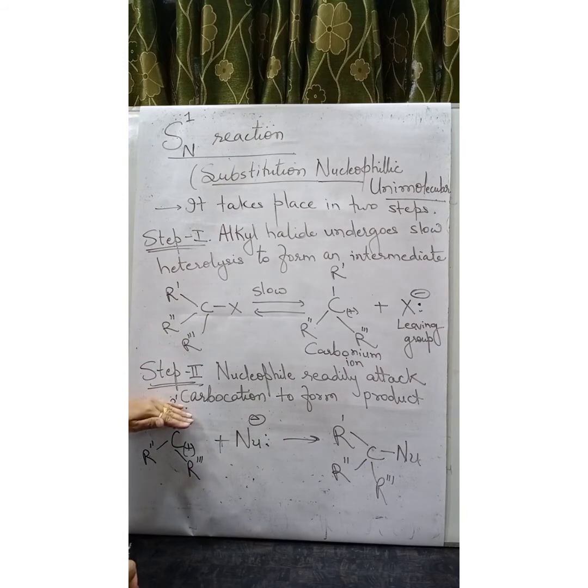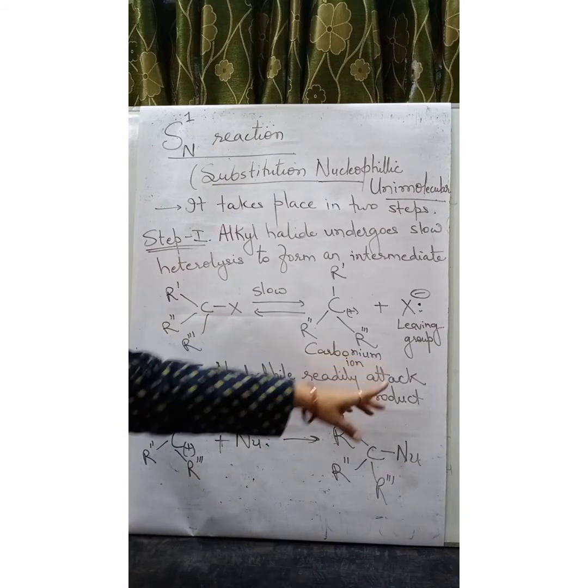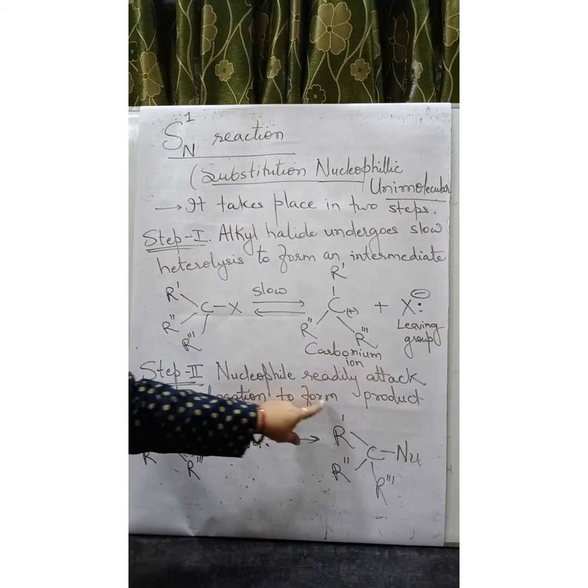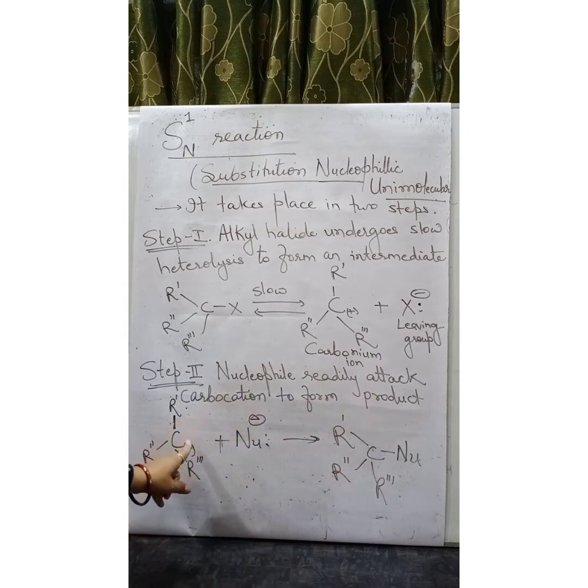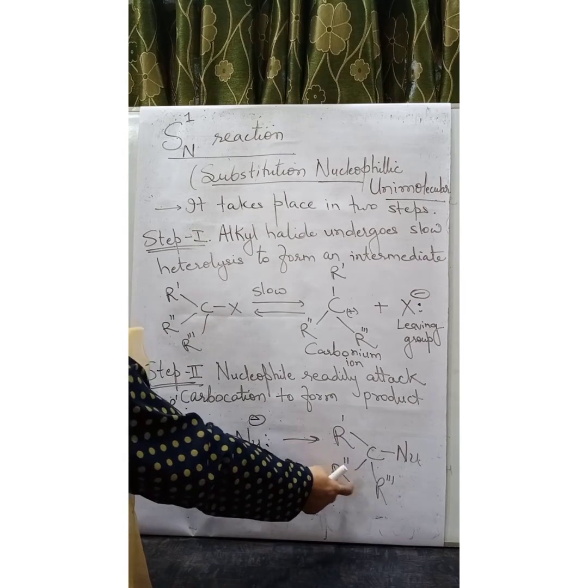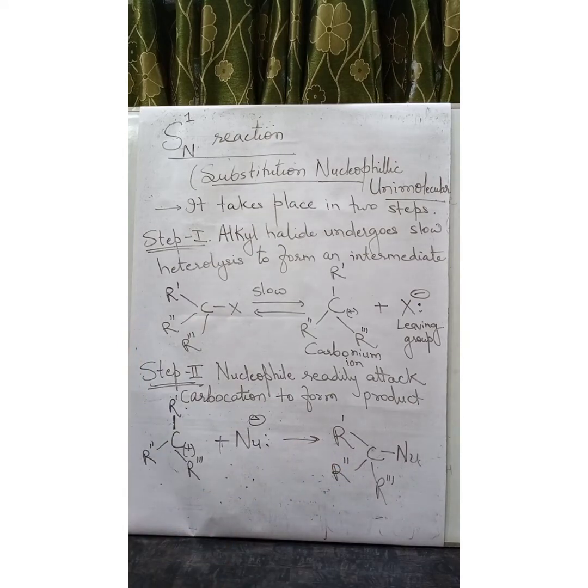In step number 2, the nucleophile readily attacks this carbocation to form the product. So nucleophile attacks this electron deficient carbon and it results in the formation of substitution product. Now here we will notice that this reaction takes place in 2 steps and the product formed is a mixture of inverted, and the product is also having inverted configuration and with the retention of configuration.